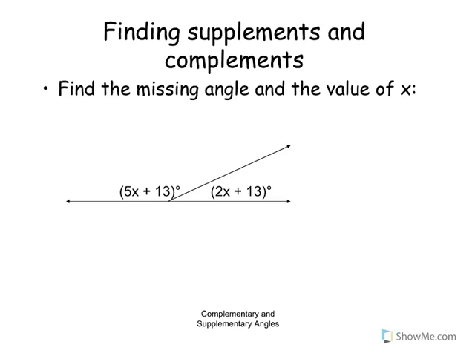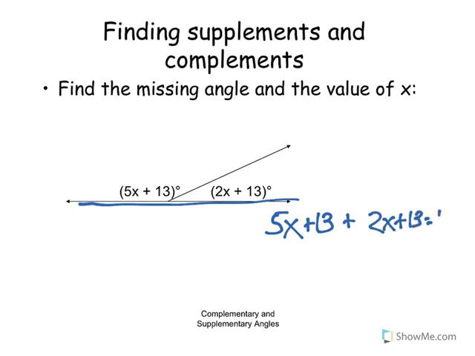And we'll do that again over here, right? Find the missing angles and the value of x. So we know that this is a straight angle, which means we've got a sum of 180 degrees. So 5x plus 13 plus 2x plus 13 equals 180. So that gives me 7x plus 26.